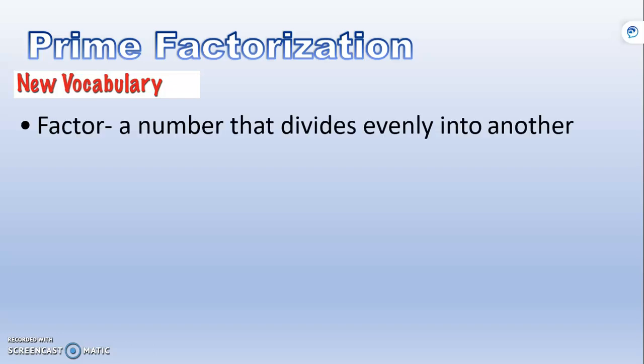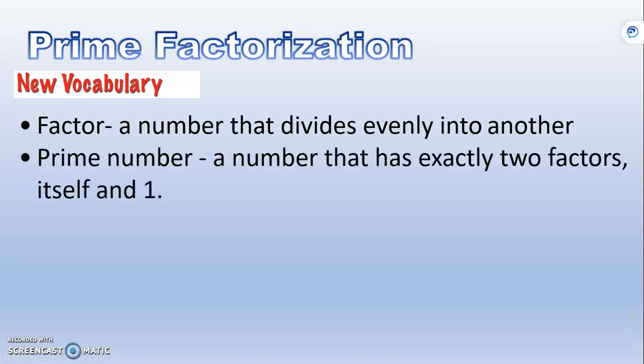Factor, a number that divides evenly into another. Prime number, a number that has exactly two factors, itself and 1. So what that means is the only numbers that can divide evenly into that number is itself and 1.